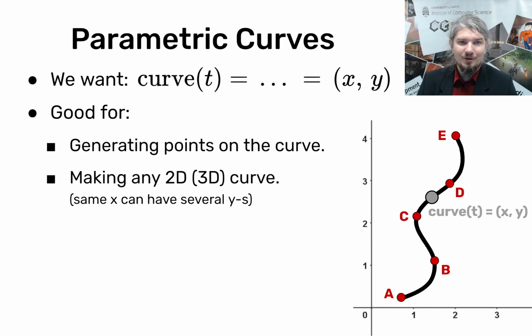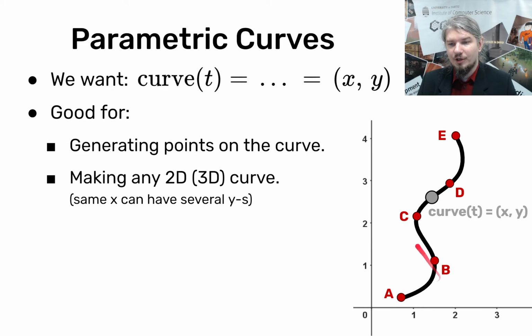Now these parabolas are all nice and well, but actually in computer graphics we want parametric curves. So we want a curve where we can input some value t, which would vary from 0 to 1 for example, and we would get out points on the curve. So this function would give us x and y pairs. That would be good for generating points on a curve and making any kind of 2D or 3D curve.